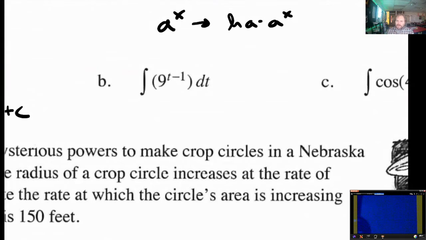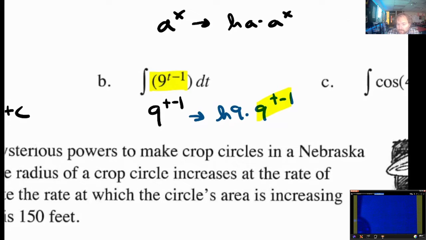So we need to think about this. If we took the derivative of 9 to the t minus 1 power, let's just think about that. The derivative of 9 to the t minus 1 power would become the natural log of 9 times 9 to the t minus 1 power. That would be it. Now, what we need here is just this part, because that's what's left in our derivative. So we're trying to find an antiderivative.